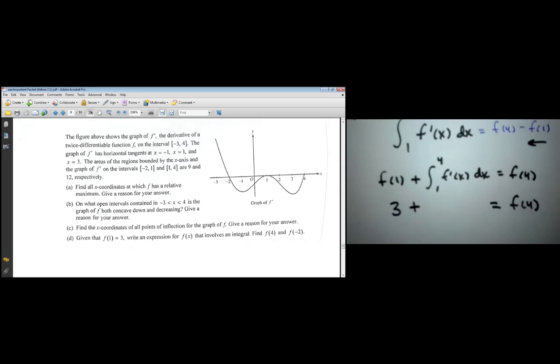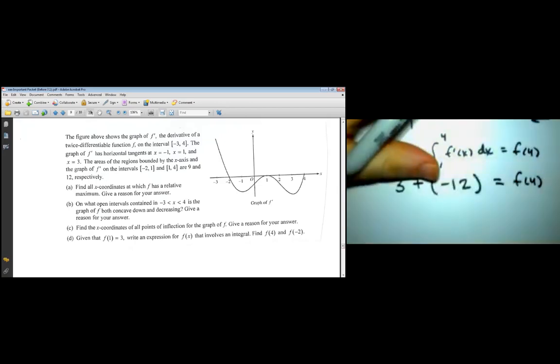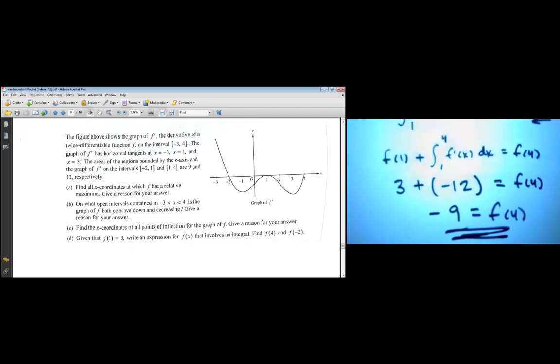What can you tell me about that area? Is it above or below the x-axis? It's below, so it's got to be negative. So we're going to make this a negative 12. So the answer to this particular portion of the question is -9 is equal to f of 4. Okay. All right. So that's a lot to take in.